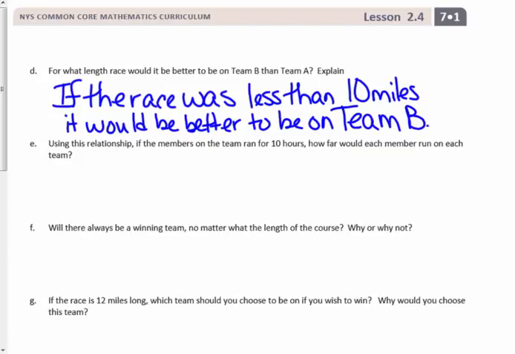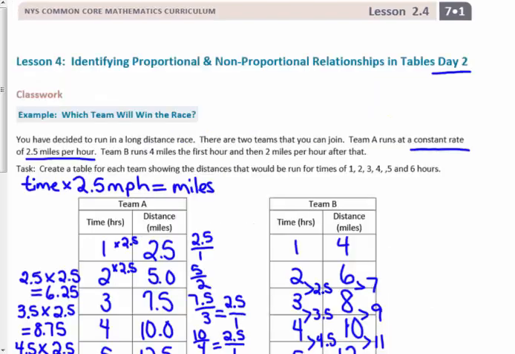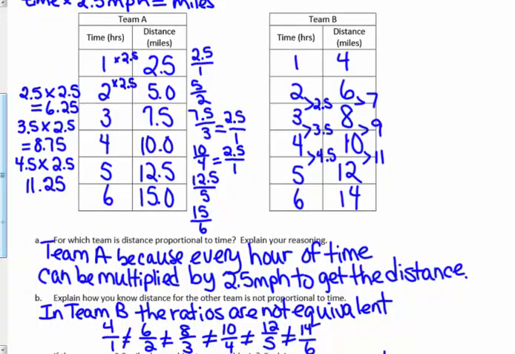Because Team B goes more distance in less time. If it's an 8-mile race, it only takes them 3 hours. On Team A, it takes them 3 hours to go just 7.5 miles, so an 8-mile race is going to take more than 3 hours. So anything less than 10 miles, because they're exactly equal at a 10-mile race. Both teams would finish together. There would be a tie between Team A and Team B.